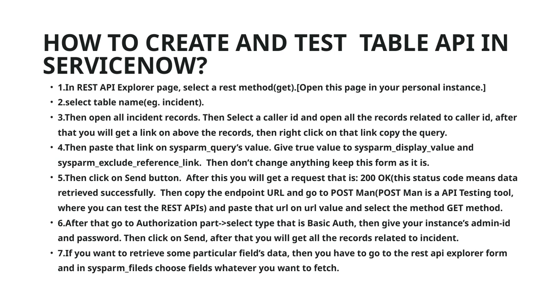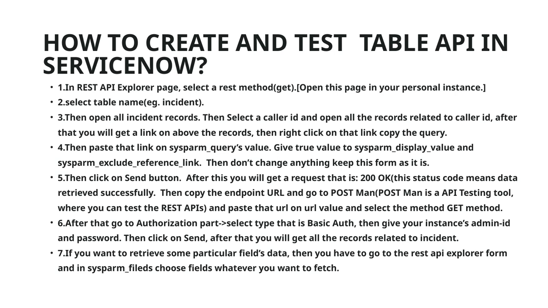When the filtered results appear, you'll see a link above the records. Click on that link and copy the query from it. Now, take that copied link and paste it into the sysparm_query field. Make sure to set sysparm_display_value and sysparm_exclude_reference_link to true. These options help you see readable values and exclude unnecessary links, but don't change anything else on the form.